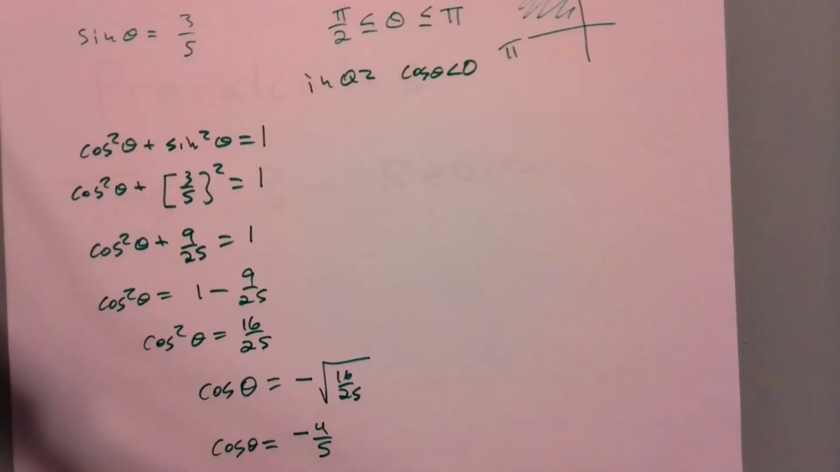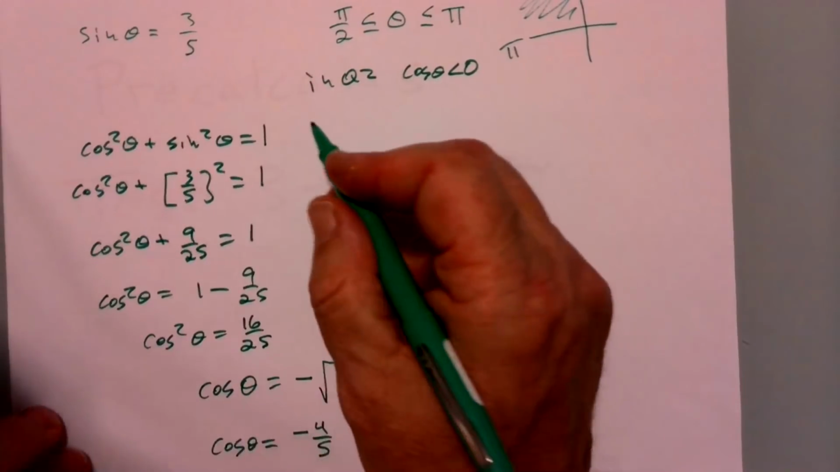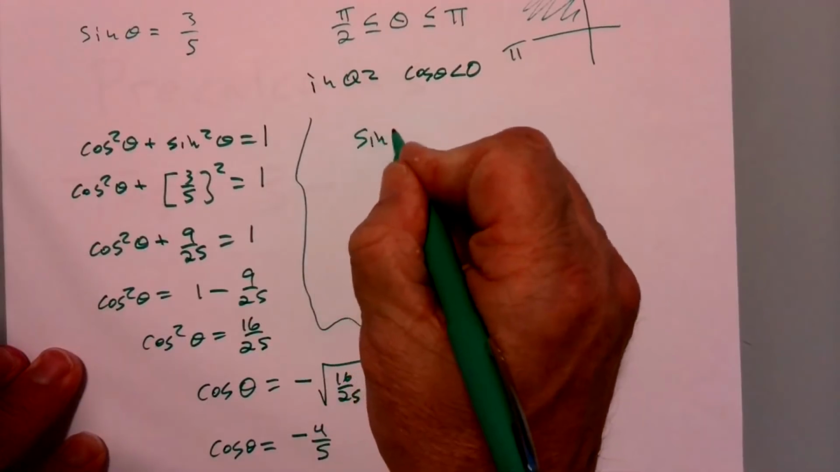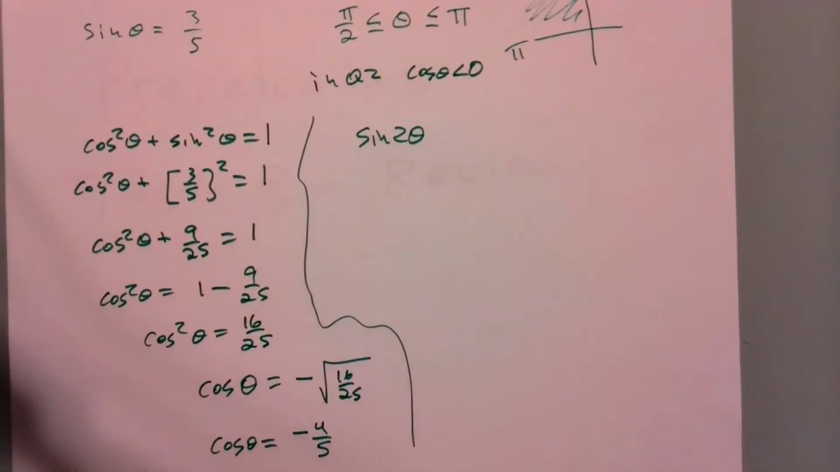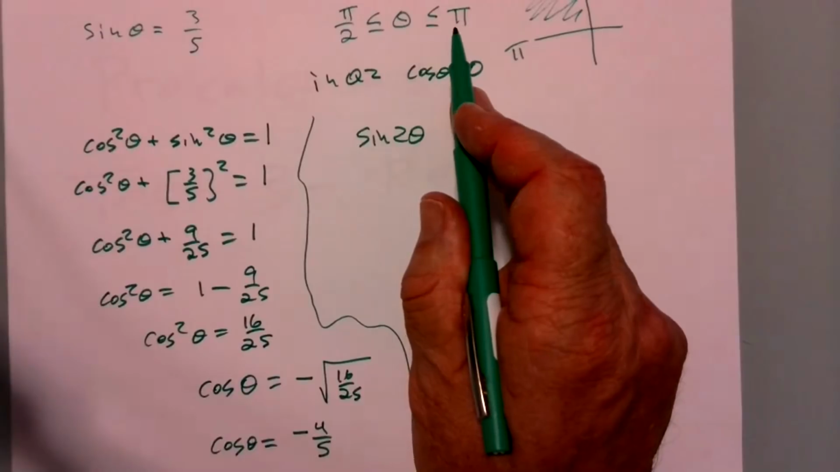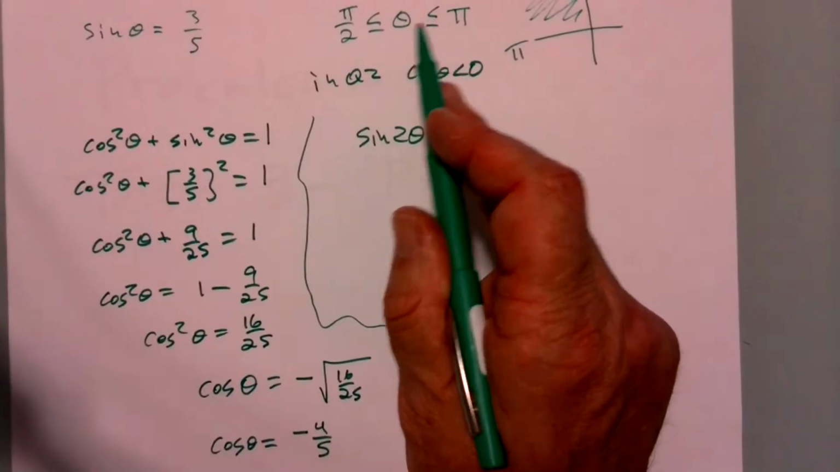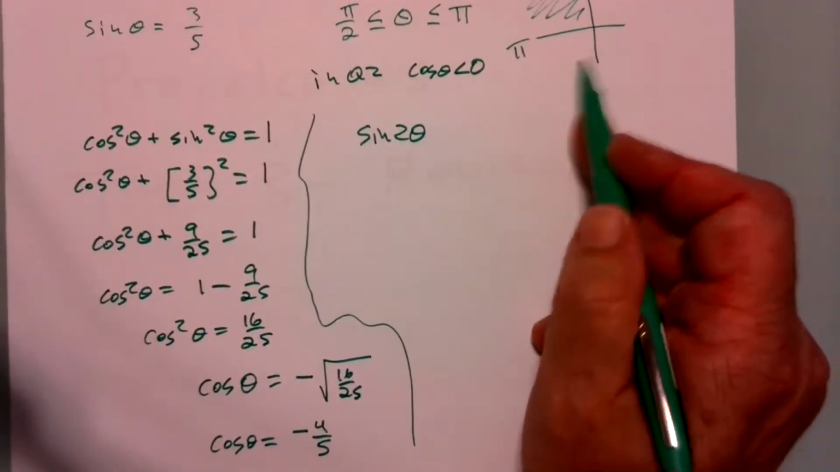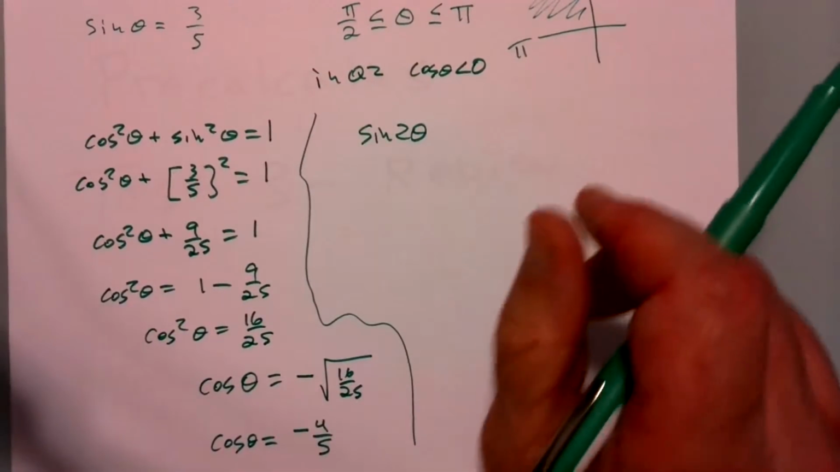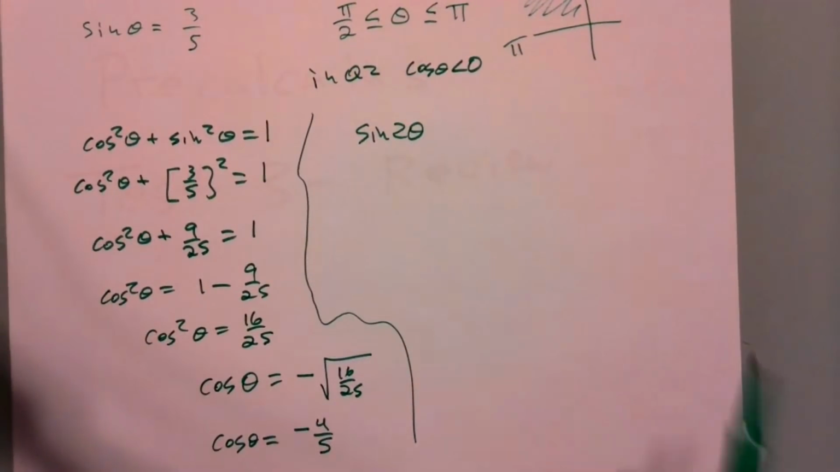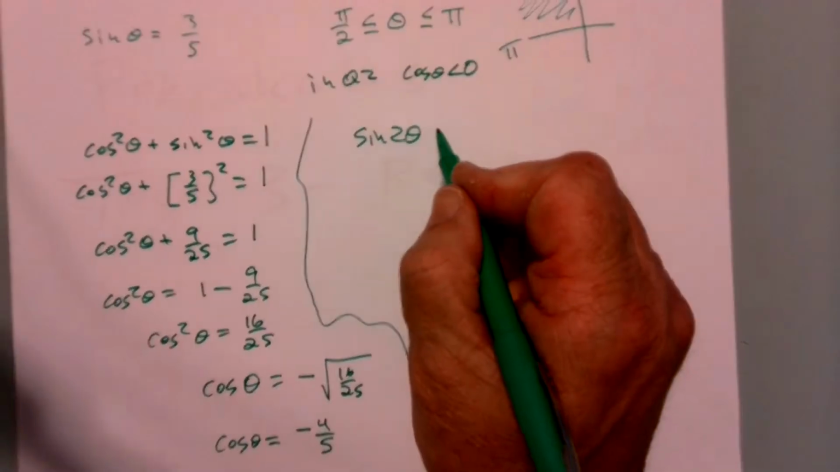So that was the first question that was asked. The next question was to find sine of 2 theta. Now think about this. Theta is between pi over 2 and pi, so 2 theta would be between pi and 2 pi. 2 theta is down here in either quadrant 3 or quadrant 4. So that should tell us something about the sign of sine 2 theta. Of course, it should be negative.